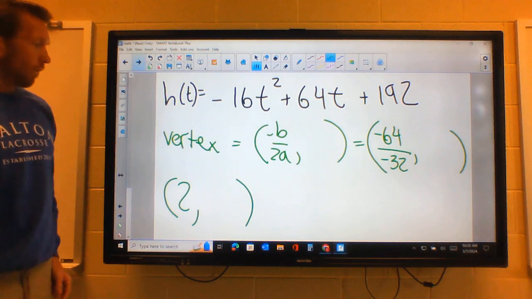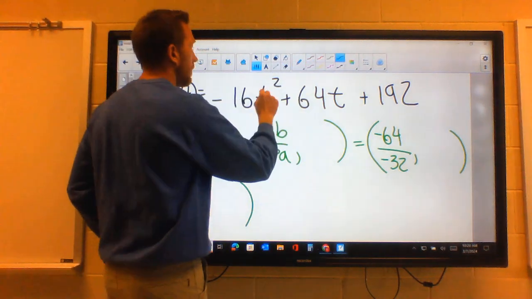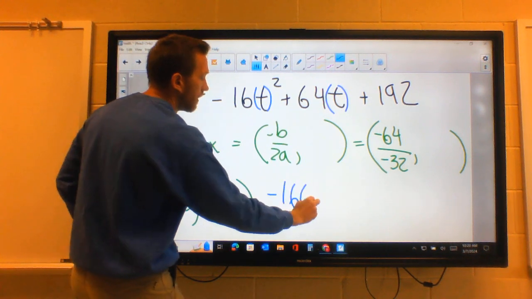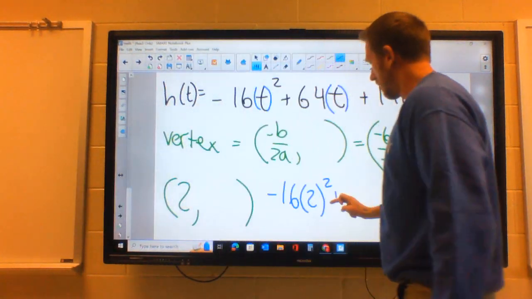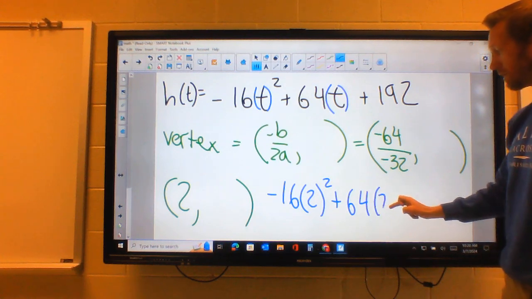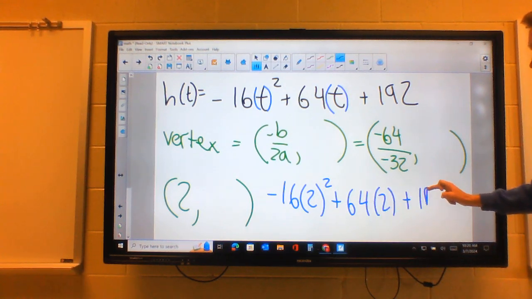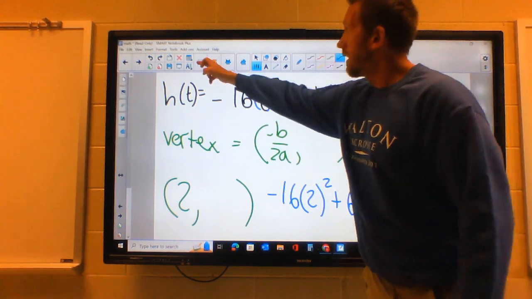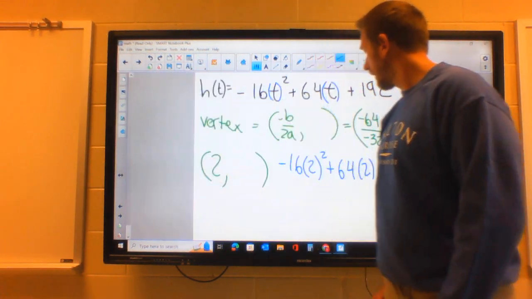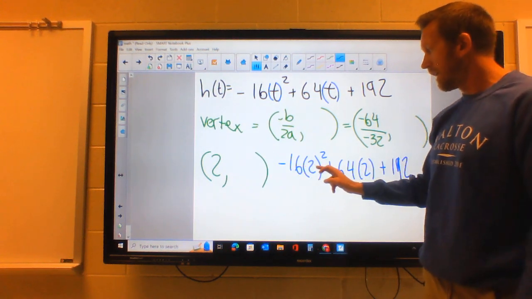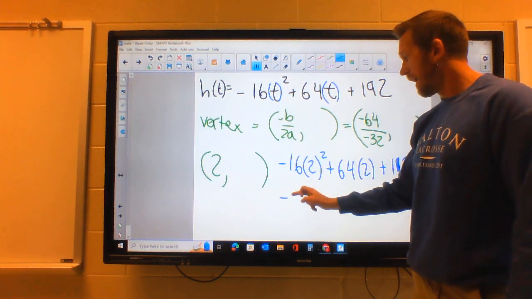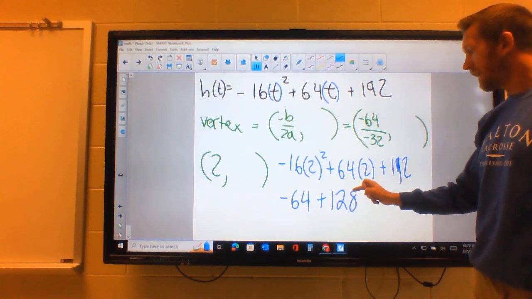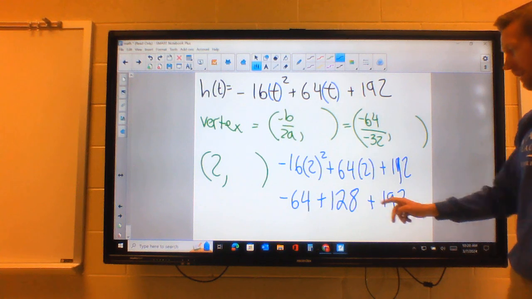Okay? What do we do with this? Now we plug that in for our t right there and there. So I've got negative 16 times 2 squared plus 64 times 2 plus 192. So y'all might need a calculator at home. Maybe we'll check with a student here, and hopefully we can get to this. So this is negative 16 times 4. So is that negative 64? This is 64 times 2, so that's positive 128, plus this 192.